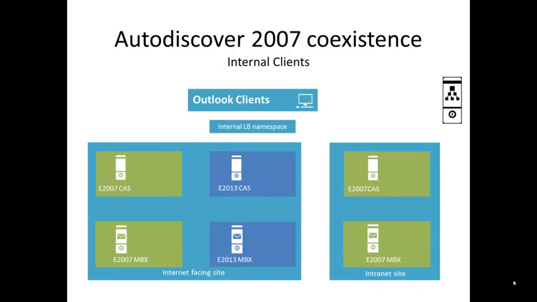For internal clients, the Autodiscover information is stored in Active Directory, in the SCP record. And the SCP record tells the client which namespace to hit. So the request will be sent to the correct 2013 client access server, and again the mailbox server in 2013 will handle the request. And again the same is true if the mailbox is located in another location.